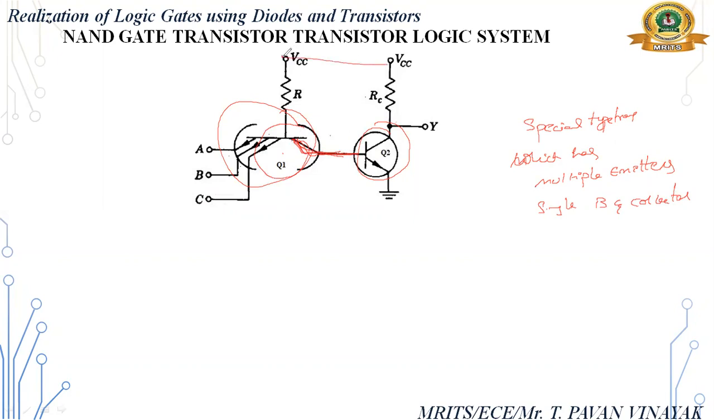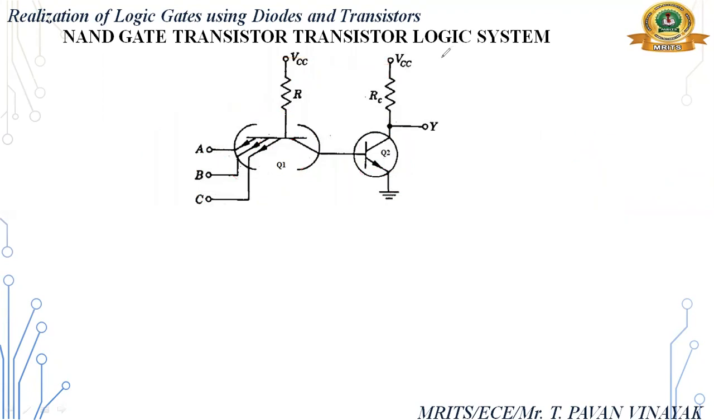For collectors we give power supply, and for emitters we give inputs. For Q1 emitters we give inputs. For Q2 the emitter is ground. Let us see the working of this. Whenever all inputs are high, meaning all inputs are 5 volts, what happens? Q1 will be on.